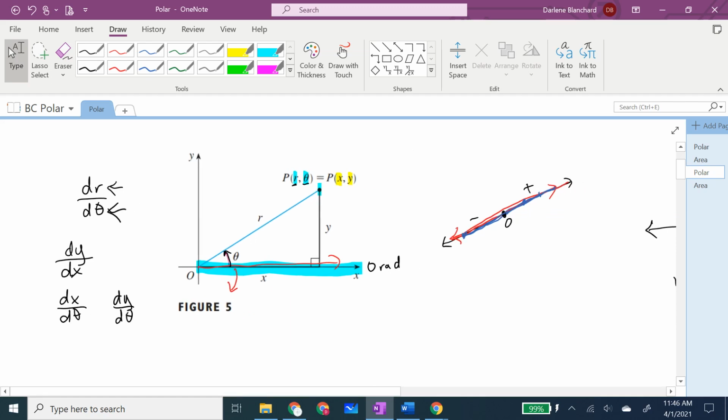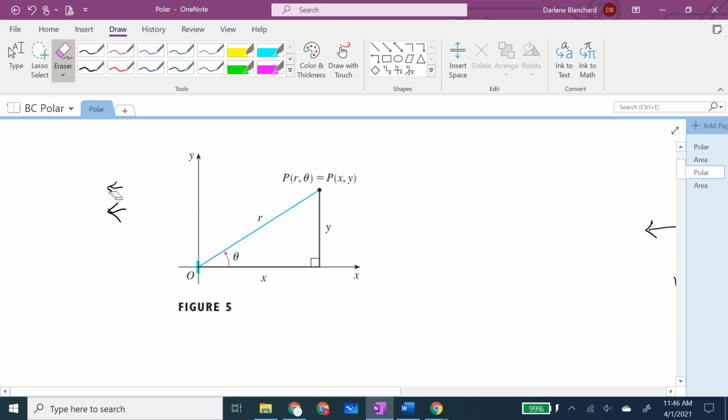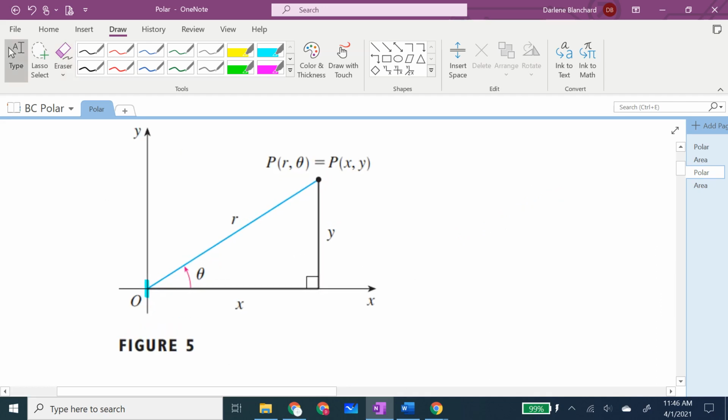So, with that said, this triangle right here is so important, so important. This is hugely important. Hugely, hugely important. This is everything. That triangle right there, take a good look at it.